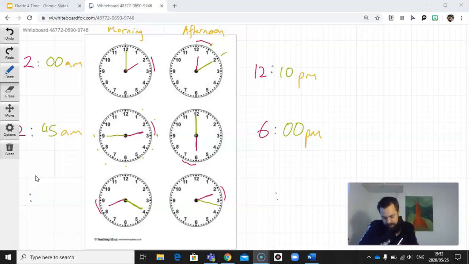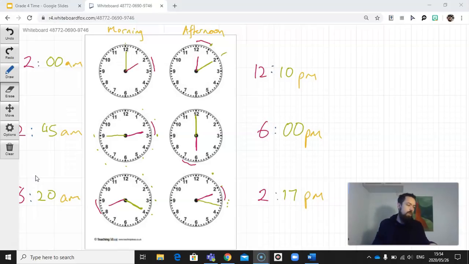Second last one, it's in the 8th hour. Minutes are pointing at 5, 10, 15, 20, AM. So that should be just after school starts in the morning. In the next one, it's in the 2nd hour. Minutes are pointing at, well, 5, 10, 15, 16, 17. And that is PM.